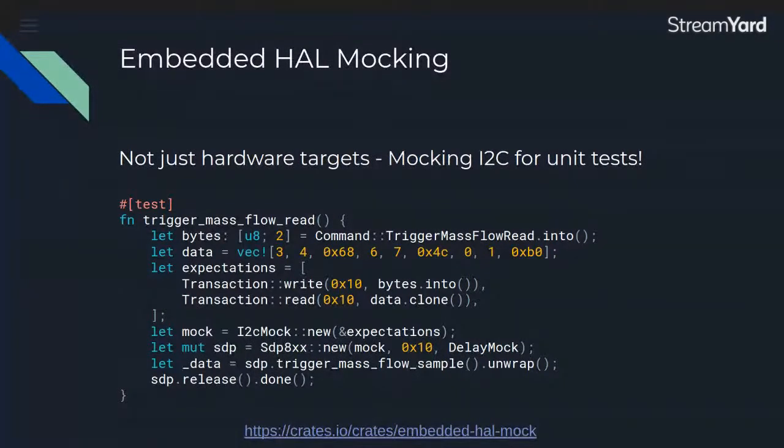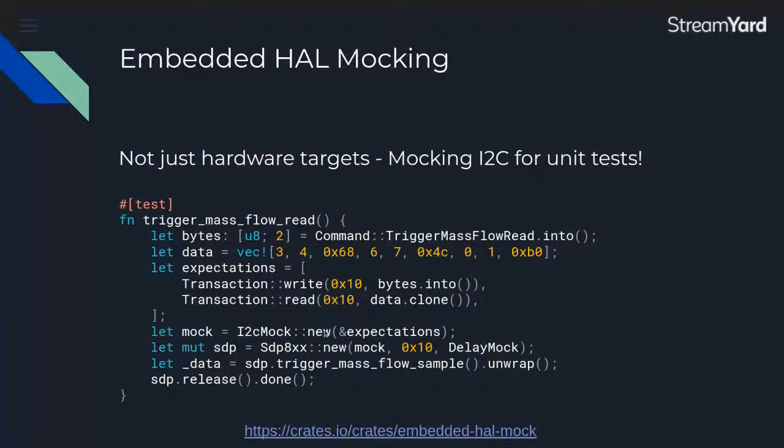And then importantly, in the third line of the function, you see that expectations variable where there are just two transactions in there. One is a write to address 10 of the bytes from the command. And the next one is a read of the data. So we are essentially setting up just a vector. In case you're not familiar with Rust, there's no type here, but Rust can infer that this must be a vector, because we pass it in the next line to the mock.